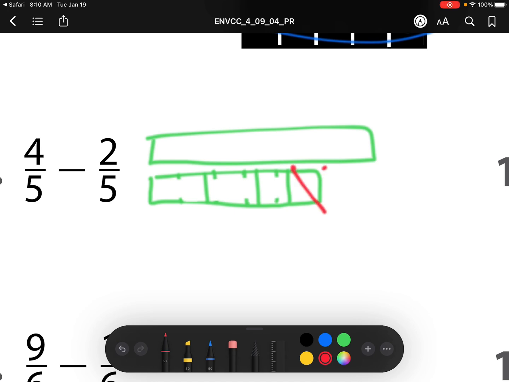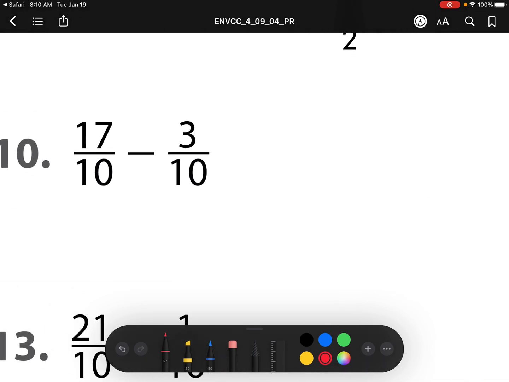So that's take away 1, take away 2. What are we left with? Well, we're left with 5ths, and we're left with 1, 2/5. Okay, over here, 17/10. Well, maybe you've noticed a pattern here. Again, that bottom number is always 10.